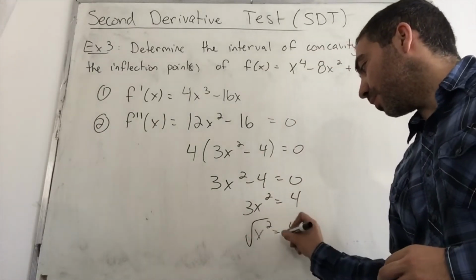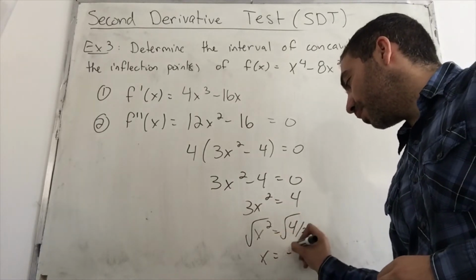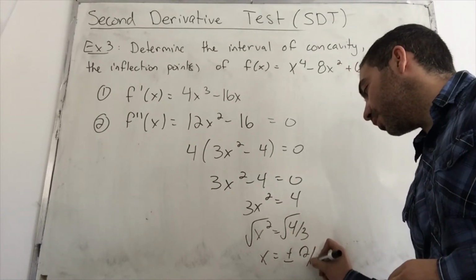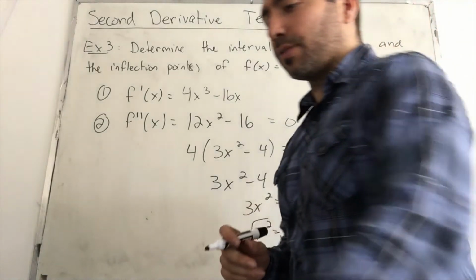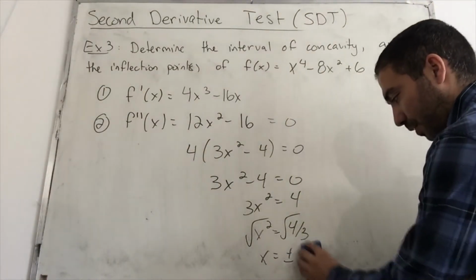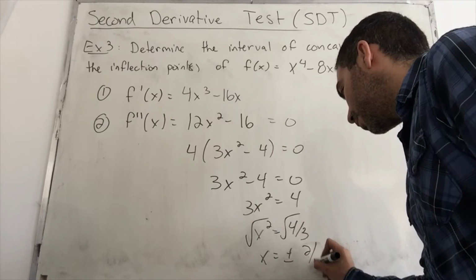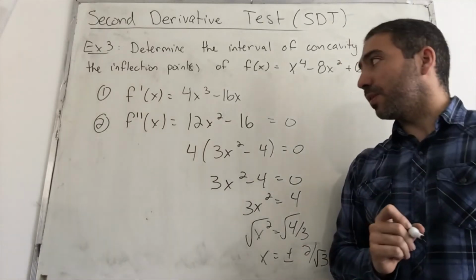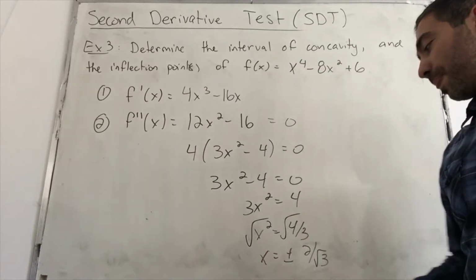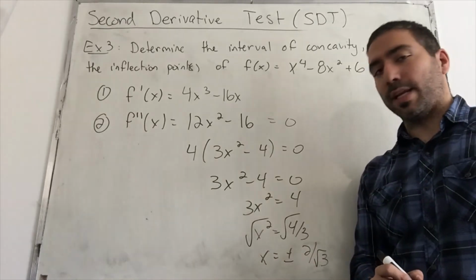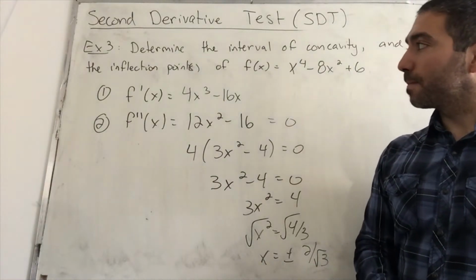Now we can take the square root on both sides, and we get x equals plus or minus 2 over root 3. So those are the two values. Let's rewrite that: 2 over square root of 3. So we have two inflection points: positive 2 over root 3 and negative 2 over root 3. Okay.